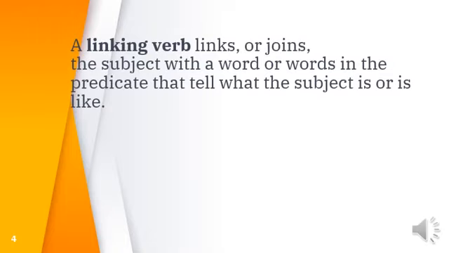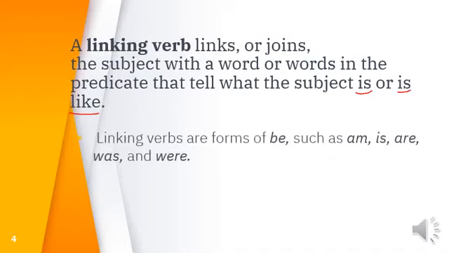Now what is a linking verb? A linking verb links or joins the subject with a word or words in the predicate that tell what the subject is or is like. What the subject is or is like. So it describes the subject. What do we call the word that describes something or a noun? We call it an adjective.